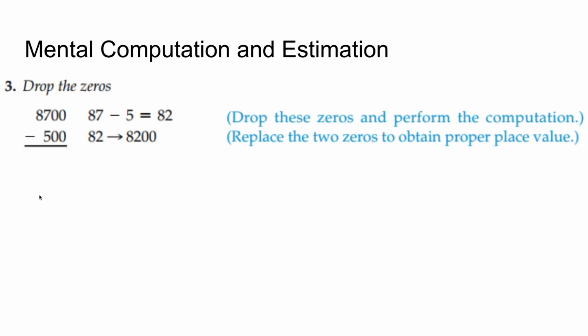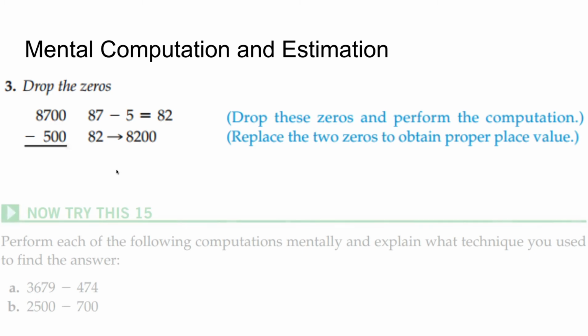Drop the zeros. So instead of looking at 8,700 minus 500, you can say, well, 87 hundreds minus 5 hundreds. So 87 minus 5 is 82. So it's 82 hundreds, which is 8,200. Drop down the zeros and put them back on.